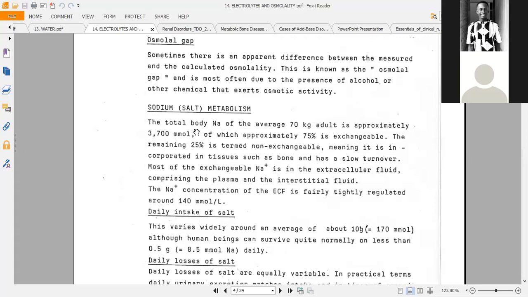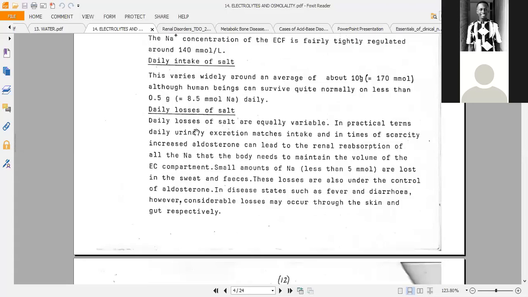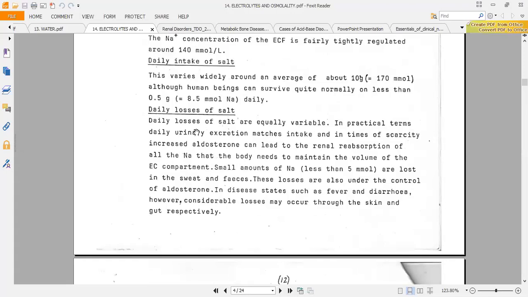Most of the salt that we take in is from the food we eat, and we lose salt either by urine or by sweating. Even if someone has diarrhea or vomiting, they can also lose sodium by those mechanisms. I have also emphasized that aldosterone is for reabsorption of sodium. So let's note that.